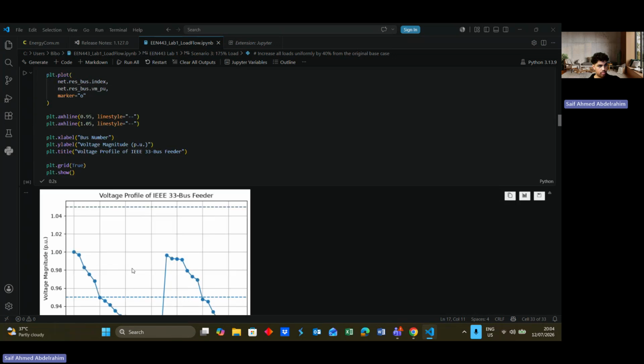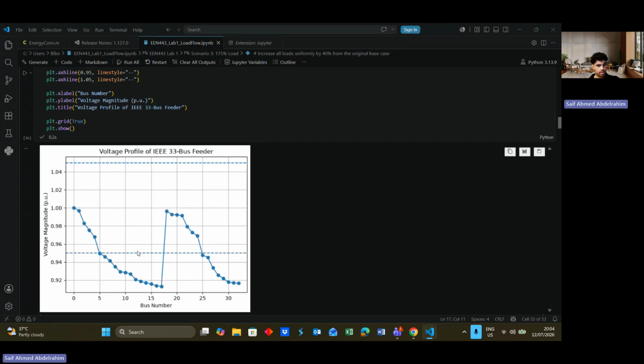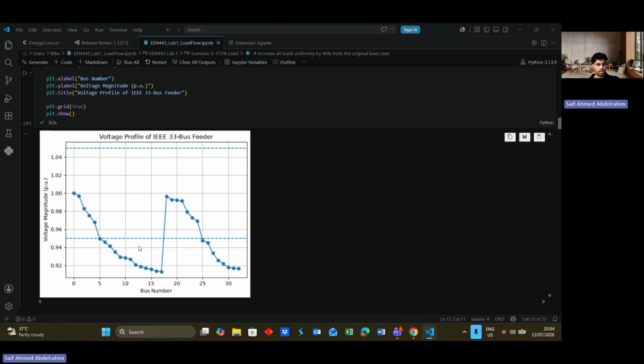For the voltage profile, as you can see here, we have the graph. The graph shows the voltage at every bus. The dashed lines represent the acceptance limits of 0.95 and 1.05 PU. Several buses are below 0.95 PU, so the feeder already experienced under voltage in the base case. The lowest point occurs at bus 17.